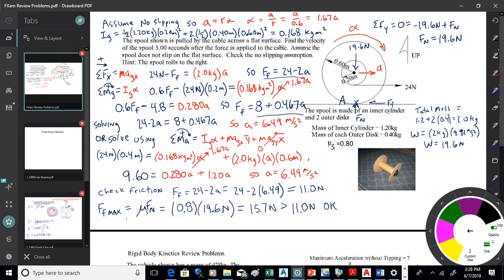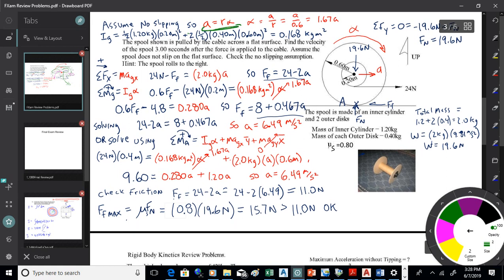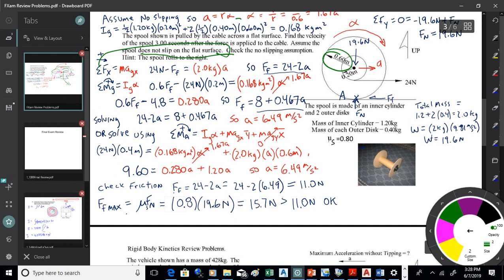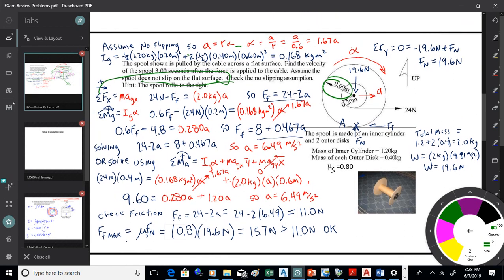No slipping. So a is R alpha. Right there you've got R. Now R would be the inner radius. Oh, it doesn't slip on the ground. Yeah, the spool does not slip on the flat surface. There we go, that's given right there. So that will be a is R alpha, so R is 0.6. Okay, so that's the outer radius because you're given that it doesn't slip on the flat surface. So you can get that relationship set up. We can go sum of Fy equals 0, get the normal force. Total mass here and weight.